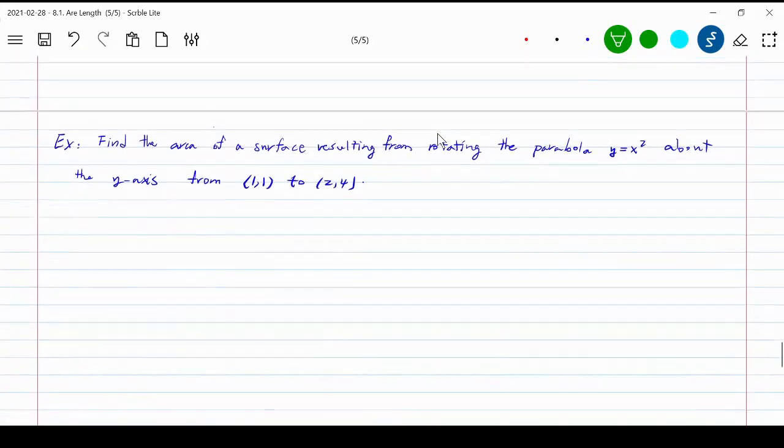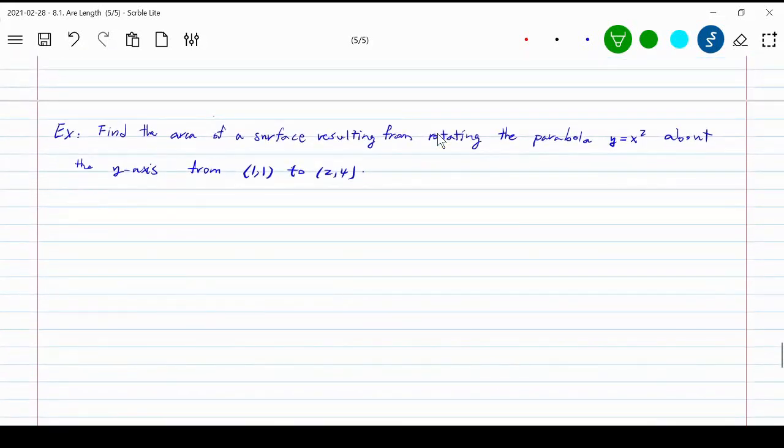Okay, here's another one. Find the area of a surface resulting from rotating the parabola y equal to x squared about the y-axis. So here, this is from 1 to 2. Okay, so here in this case, we're going to rotate it around the x-axis, sorry, y-axis. So the surface area simply becomes the integral from a to b.